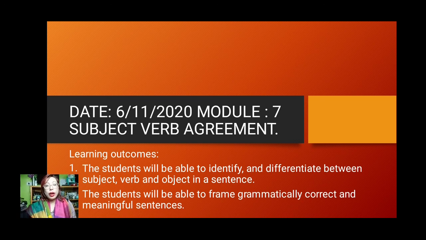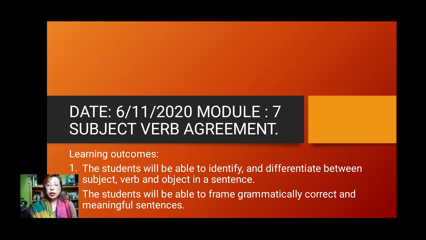Students, as you all are aware, we are doing module number 7 from the English workbook, part 2. Today's date is 6th of November 2020. The next topic which we are going to undertake is subject-verb agreement. I'm sure you still remember that in our last class, we dealt with modal verbs, right? In today's class, we'll take up the topic of subject-verb agreement.